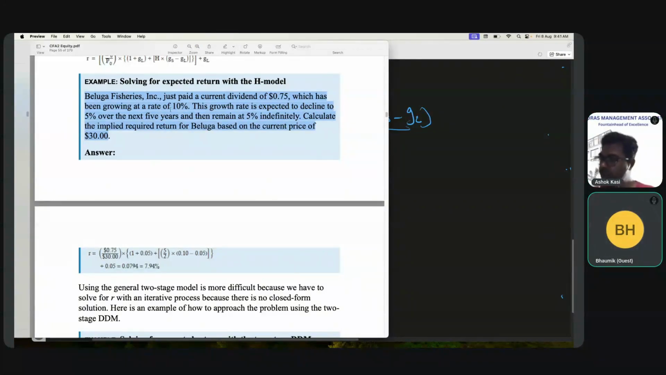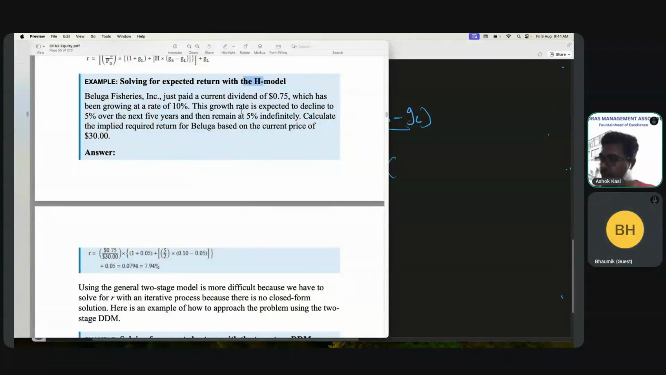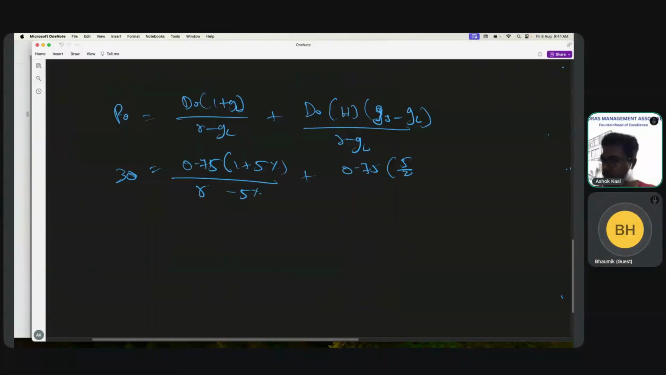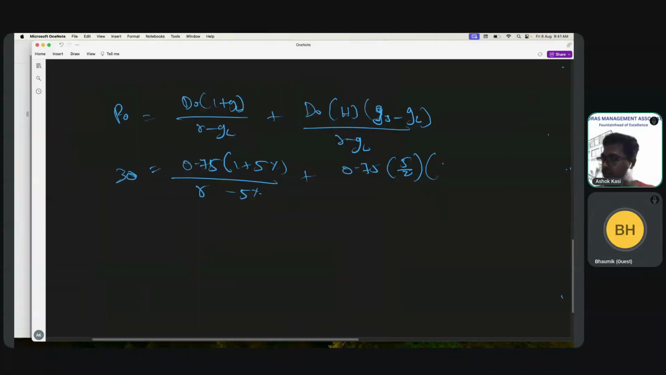Plus 0.75 into half. Here H means 5 years, expected to decline over the next 5 years, so 5 by 2. Short-term growth declines and then remains at 5%, so 10 to 5 percent. Here it is 10, minus 5, divided by R minus 5. So you just have to solve this.